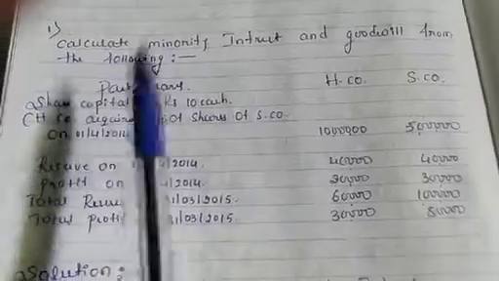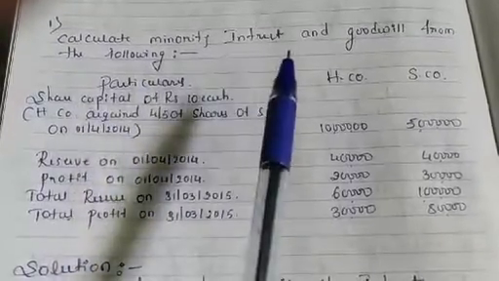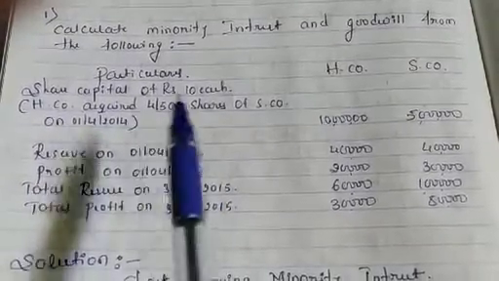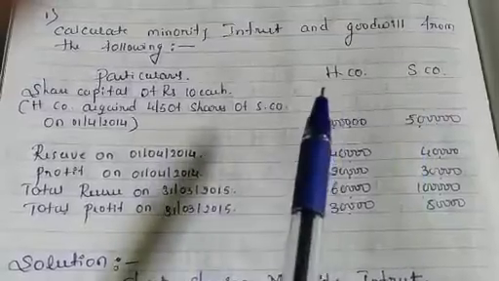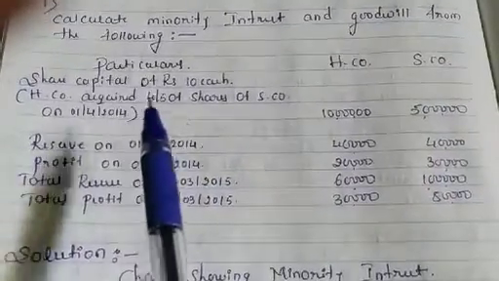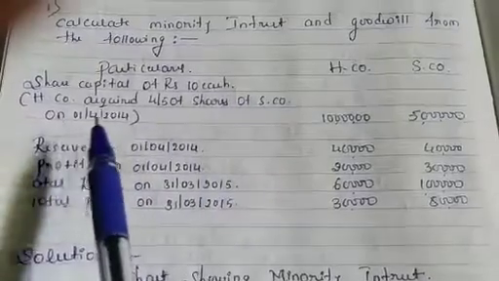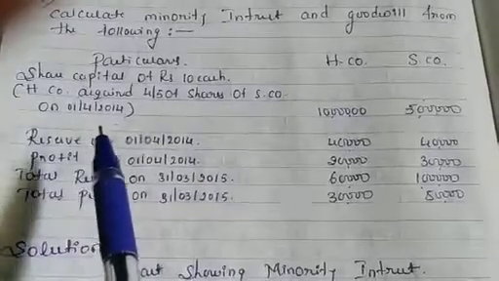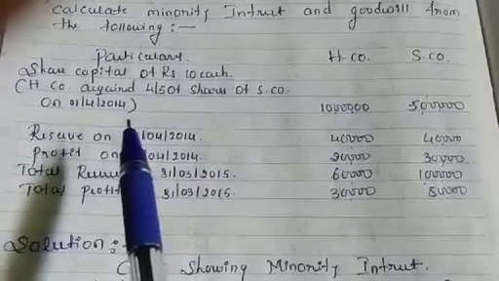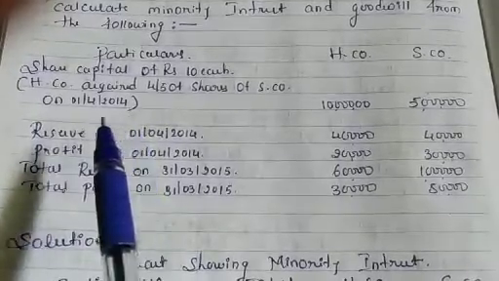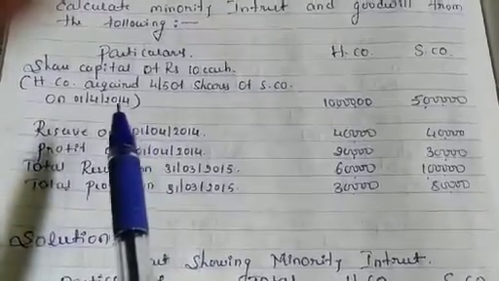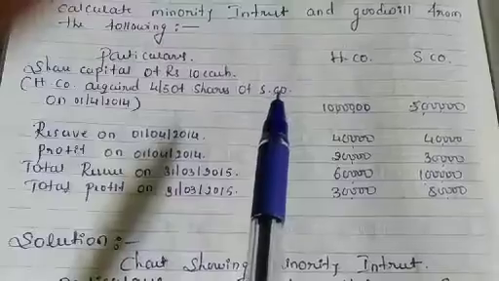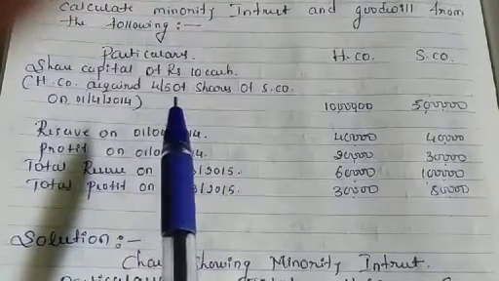See here, in this first problem: calculate minority interest and goodwill from the following. They have given the particulars of H company and S company, the holding company and the subsidiary company, with share capital of rupees 10 each. H company acquired 4/5 of the shares of S company on 1/4/2014, the beginning of the financial year. So the holding company acquired 4/5 of the subsidiary company's shares.